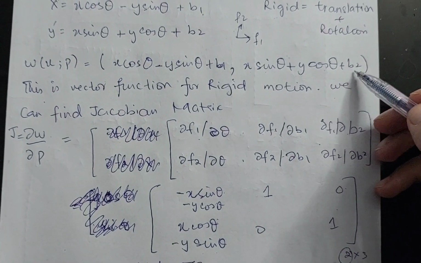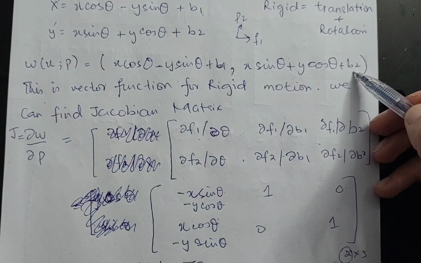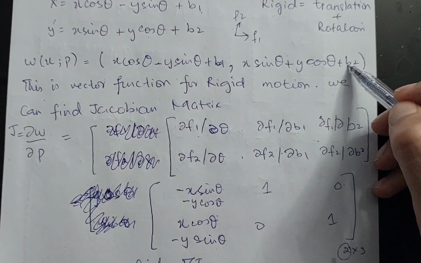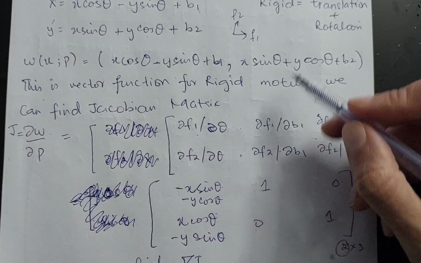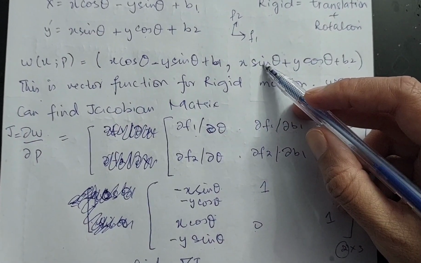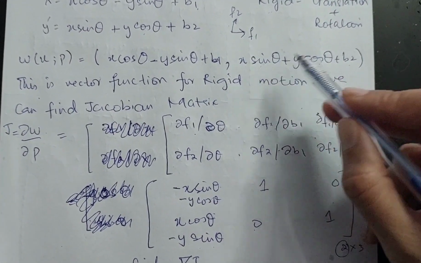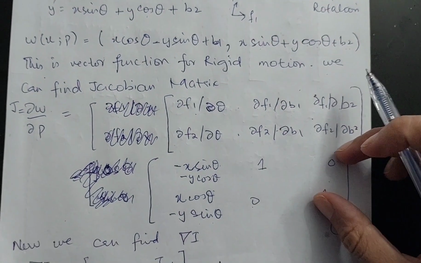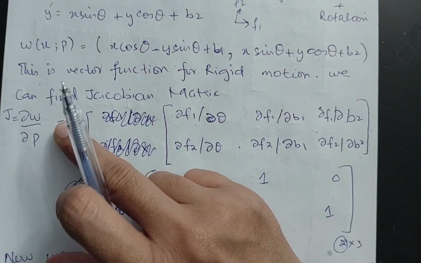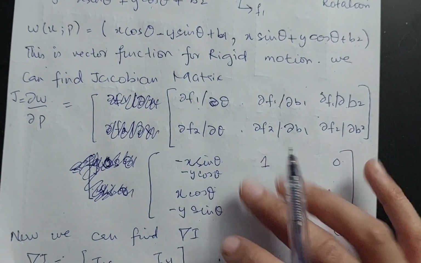And when I do the derivative with respect to b1, I will get 0, 0 and 0 for all these three terms, and so this is the 0. And when I do the partial derivative with respect to b2, I will get 0 for this term, 0 for this term, and 1 for this term. So this is my Jacobian matrix for this vector function w.